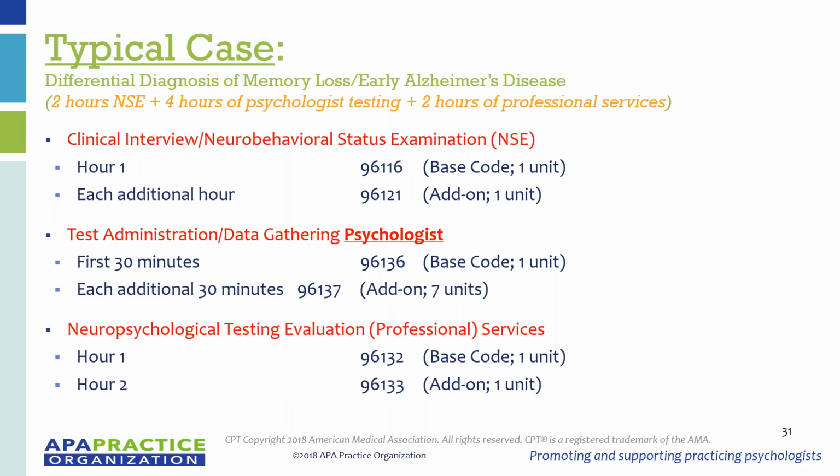And here's a typical example. We'll call this differential diagnosis of memory loss or early Alzheimer's disease. In this example, we'll say 2 hours of neurobehavioral status exam, 4 hours of psychological testing, psychologists doing their own testing, and 2 hours of professional services. Here's how it breaks out.